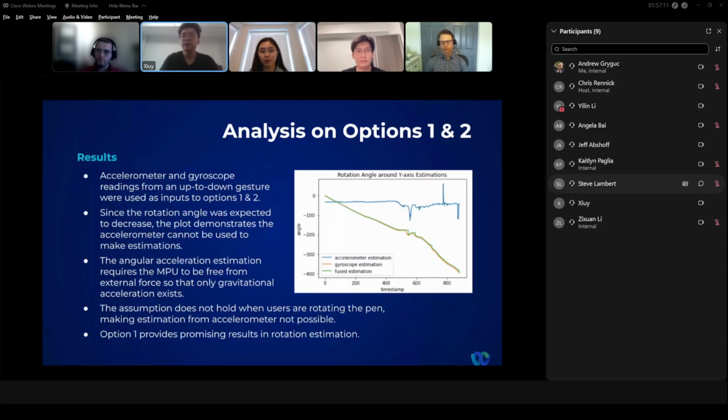We took a recorded gesture of rotating downwards, which should return negative Euler angles around the y-axis. The blue line demonstrates estimations from the accelerometer, which does not work correctly. This is because the accelerometer estimation requires the accelerometer to remain still without external force. Any external force will create extra accelerations, mixing up the gravitational acceleration and confusing the algorithm. Option 1 does perform well in this scenario with correct estimations of the Euler angle.